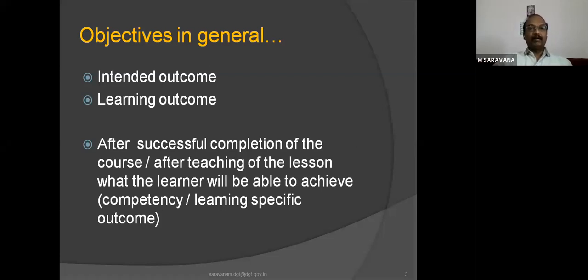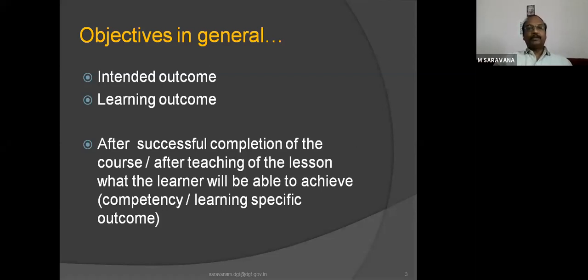So this learning outcome, whatever we write for the lesson plan or demonstration plan, or even the general course objective, will be based on the learning outcome. So let us learn today how to write the learning outcomes, or how to write the instructional objectives, systematically without any ambiguity. The general meaning of objectives is intended outcome and learning outcome.